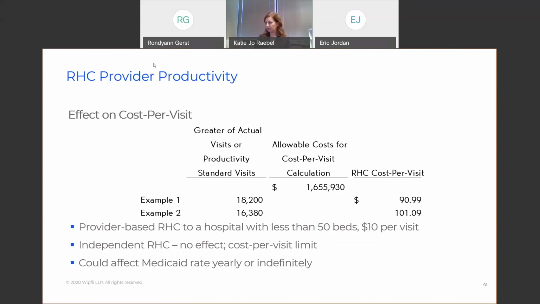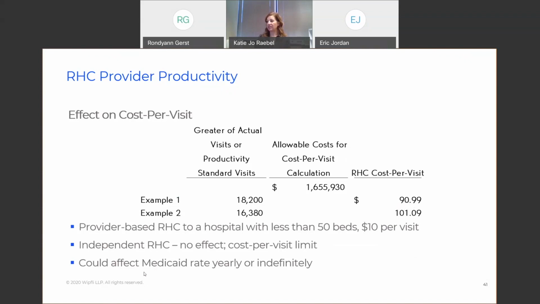Not really. But if we were a provider-based rural health clinic with less than 50 beds and we're not subject to a cap, then we're reducing our cost per visit by $10. In this case, the clinic would have full cost-based reimbursement. And this is $10 per visit times our Medicare utilization. This could be a lot.